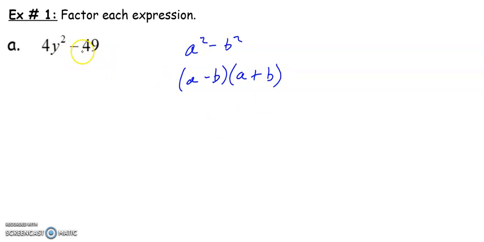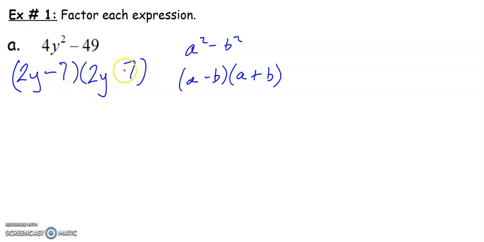Because they're both perfect squares and we're subtracting, we're going to square root both terms, write them separately, put one with a minus, one with a plus. So over here, 4 and y squared are both perfect squares. When we square root, we get 2y. 49 is a perfect square. It's 7. So we're going to write two parentheses with a 2y and a 7. One is a minus, one is a plus.